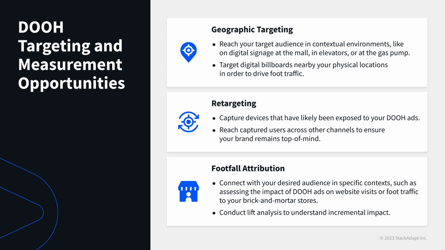We can also use georadius targeting to target DOOH billboards that are nearby your physical store. That way, if people see that billboard, they're more inclined to visit your store. And we can also use contextual targeting, meaning if we're a store in a mall, we can target DOOH billboards within that mall itself, making sure that while people are going around the mall, your brand or your store is top of mind. People know that your store is within that specific mall and that they should be visiting.